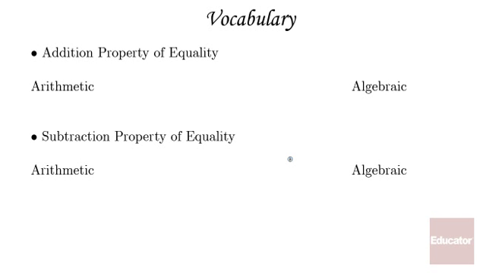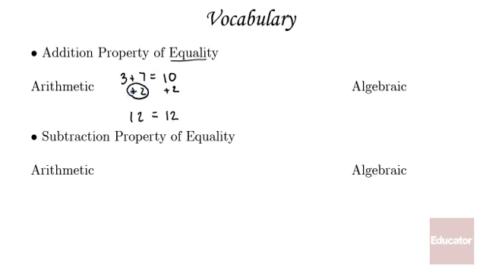Some vocabulary for this lesson. First off, we would use the addition property of equality. Here's an arithmetic representation. If you have 3 plus 7 equals 10, here is an equation, and the addition property of equality tells us that you need to add the same number to both sides if you're going to be adding a number. So for example, 3 plus 7 plus 2. 3 plus 7 is 10, plus 2 is 12.